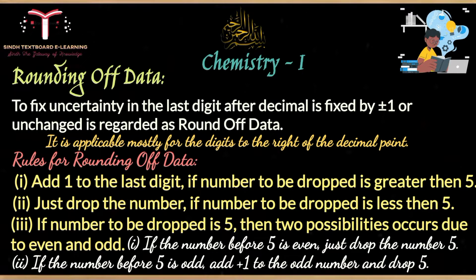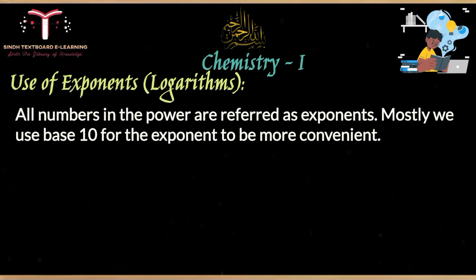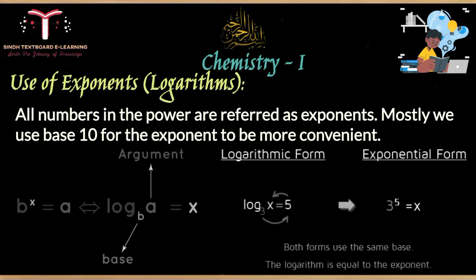Now we will move towards the next topic: use of exponents and logarithms. All numbers in the power are referred to as exponents. Mostly we use base 10 for the exponent to be more convenient. Here we say log base b of a is equal to x, where b is the base, a is the argument, and x is the power.